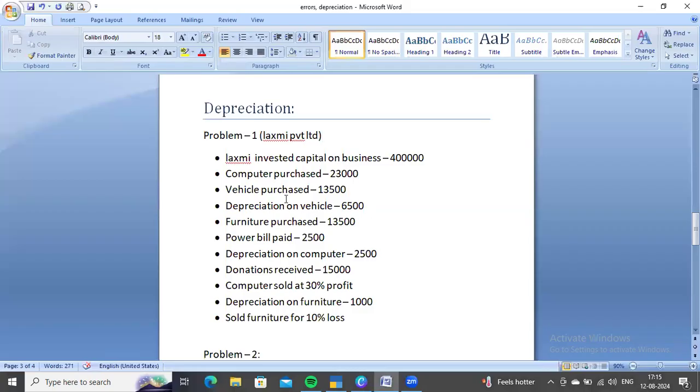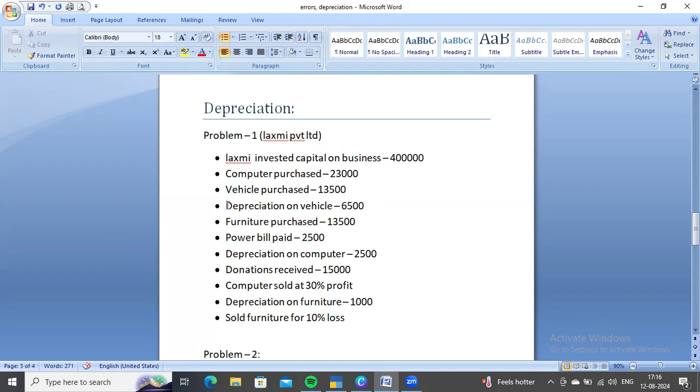Next, depreciation on vehicle. Here we are providing the depreciation on the vehicle. Yes, we provide depreciation on fixed assets only. From the date of purchase of fixed assets, from that date we need to provide depreciation on the assets which we have purchased.